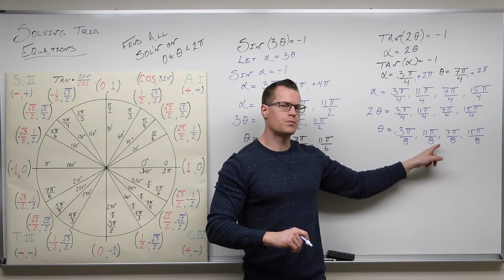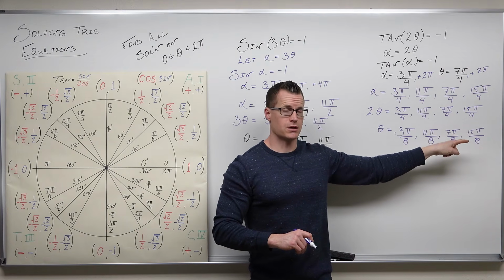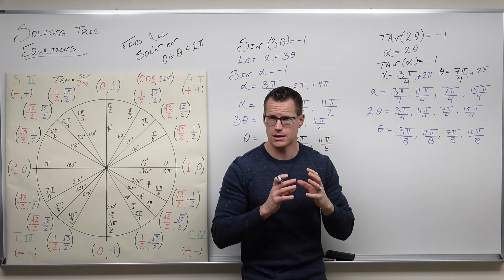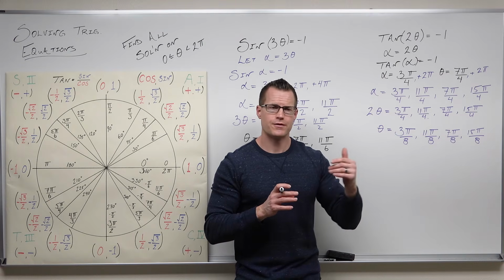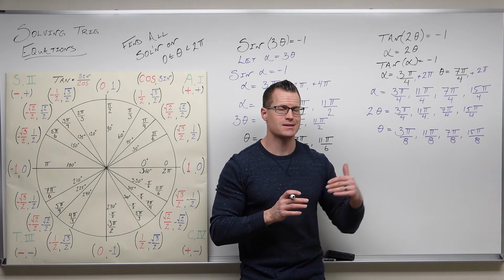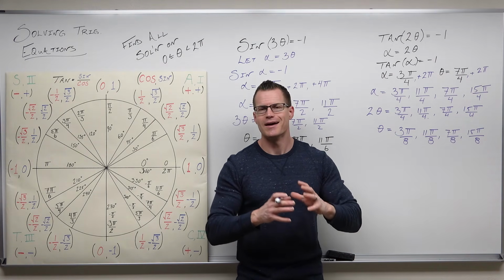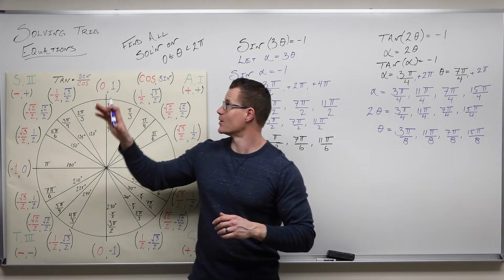These 2 are out of order, but that is the largest solution that you have. It is just less than 2 pi. 15 pi over 8 is just less than 16 pi over 8, which would be 2 pi. So this is all the solutions on 0 to 2 pi.